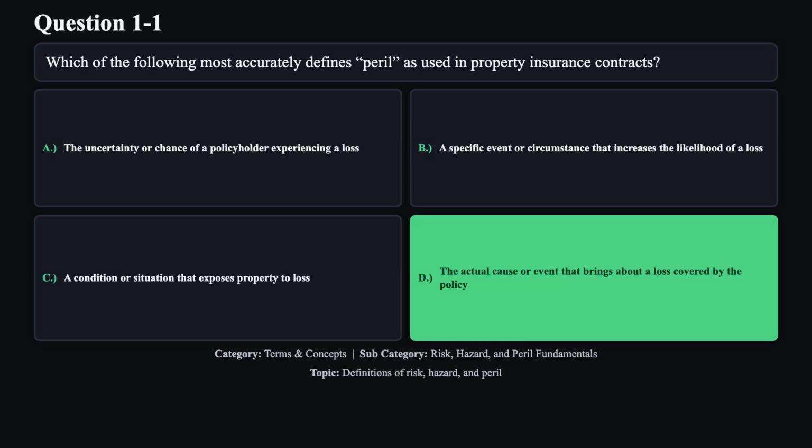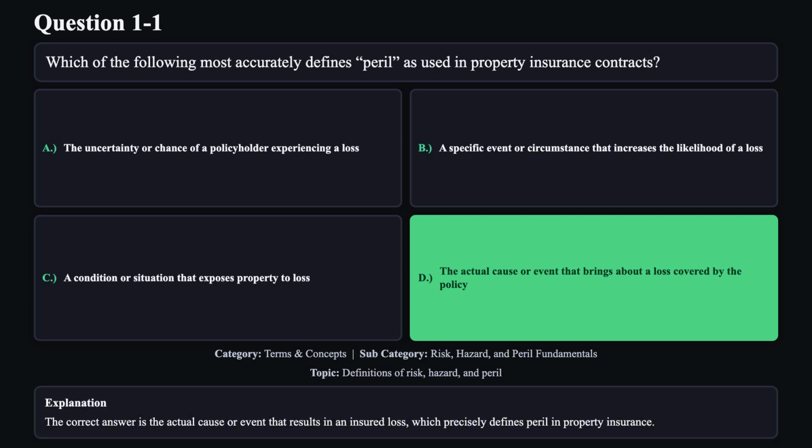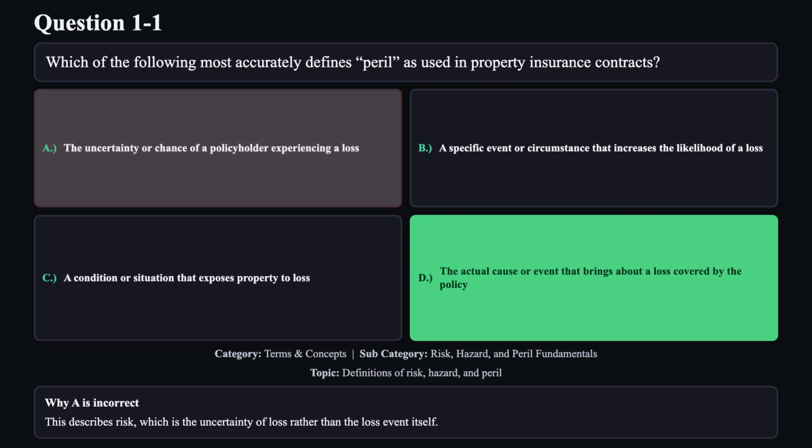The correct answer is D. The correct answer is the actual cause or event that results in an insured loss, which precisely defines peril in property insurance. Reason A is not correct. This describes risk, which is the uncertainty of loss rather than the loss event itself.